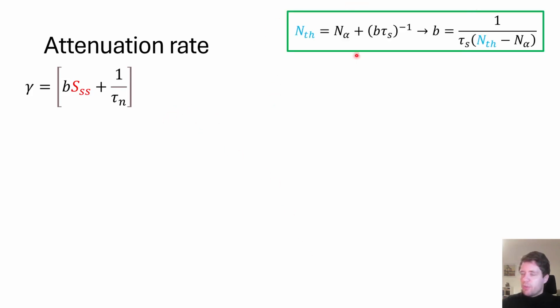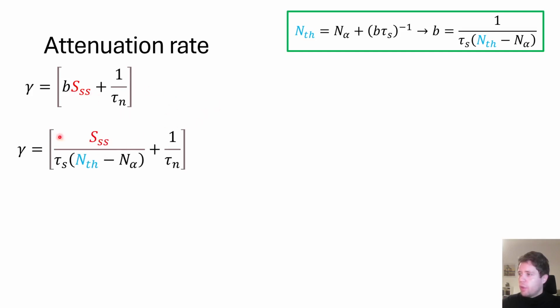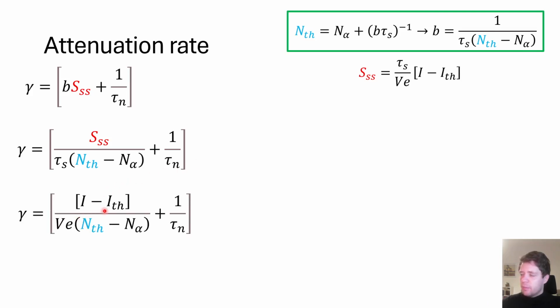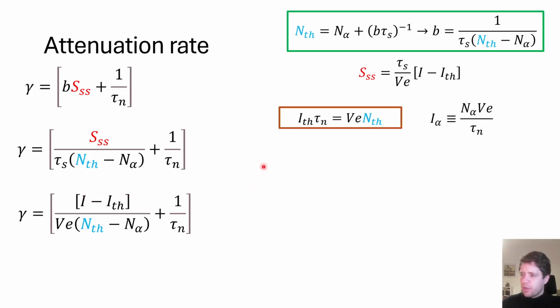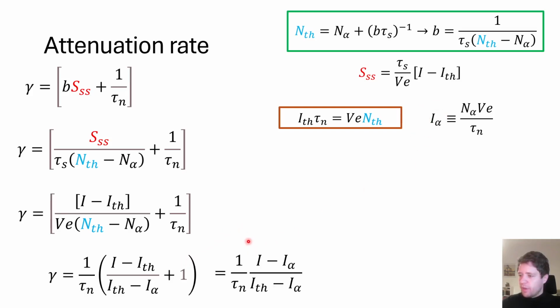If we do a bit of algebra here and replace some of these terms, we eventually find that gamma is going to depend on the difference between the supplied current and the threshold current. In fact, if we also define this parameter I alpha, like so, we find that the damping parameter is given by this formula.